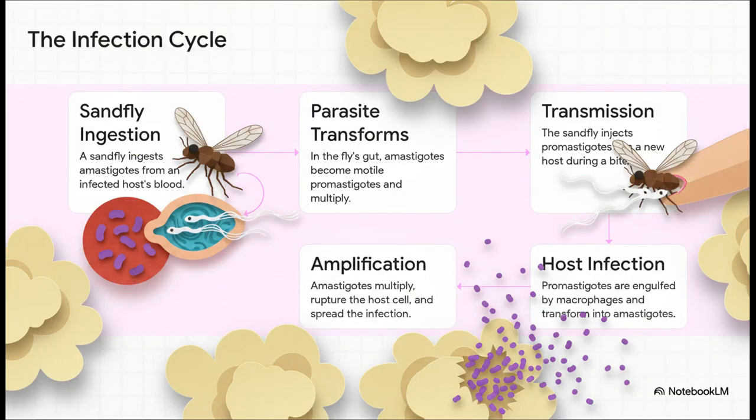Okay, let's walk through it. It all starts when a sandfly bites an infected animal and sucks up cells full of those little amastigotes. Inside the fly's gut, they transform into a swimming form called a promastigote, which has a tail-like flagellum.